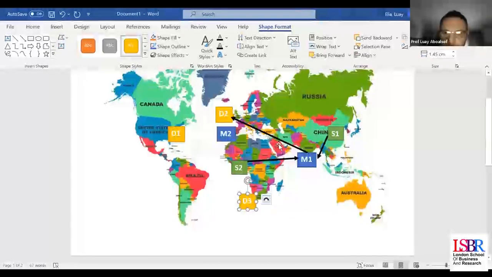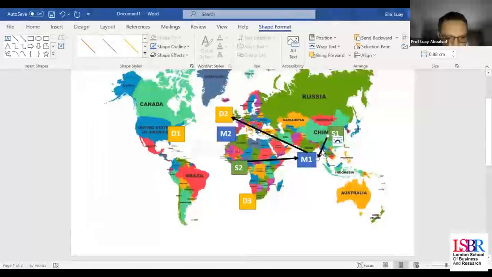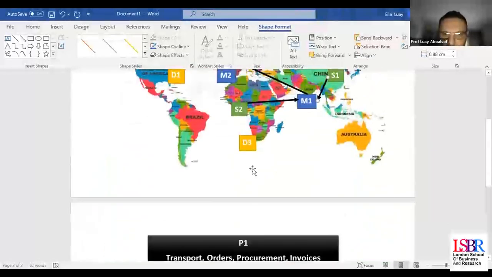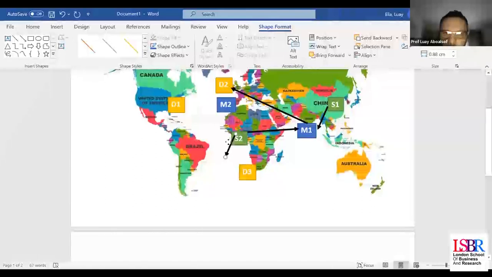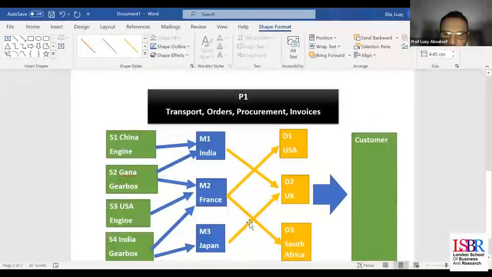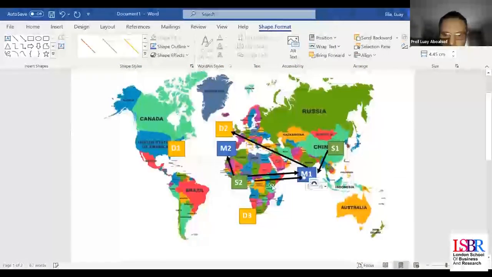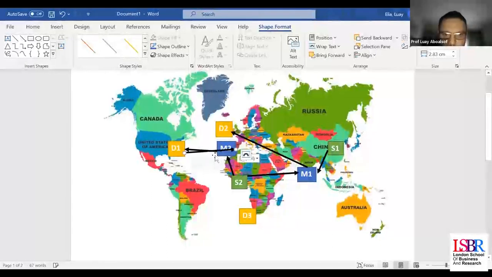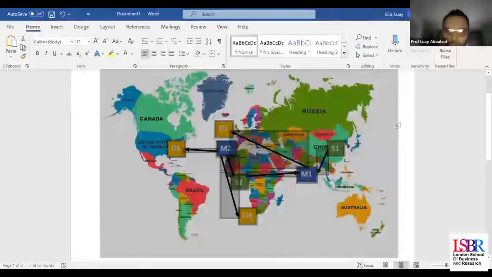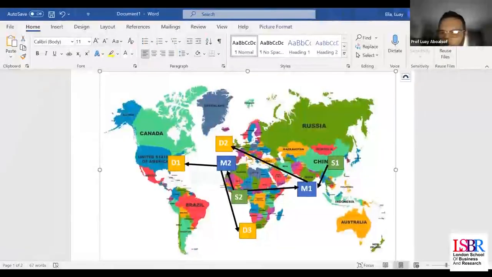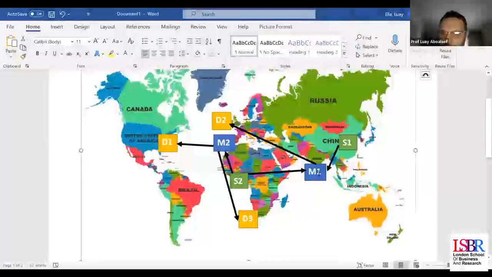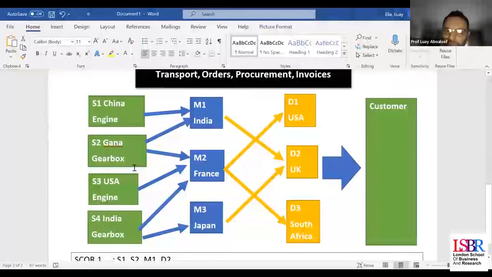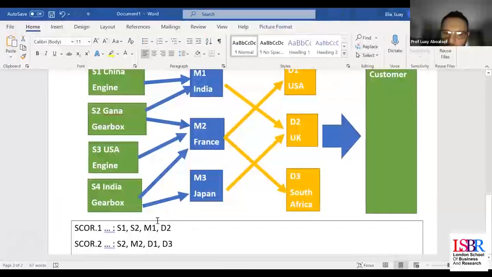Now, we need to link them. So I have my other S2 going to M2 straight away, to manufacturer 2. Then from M2 going to D1 and D3. Okay. Now, I hope you all can still see my screen. Now, many of you may come and say, Louis, what is the benefit of all this? We did the SCOR model here, S1, S2, S3, M1, M2, and D1. We did the SCOR model there.